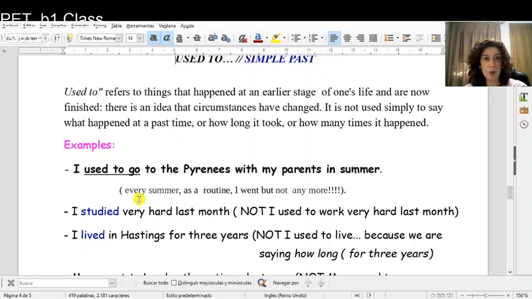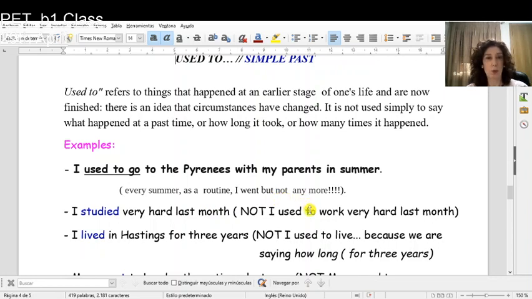Moreover, it's because every summer it was a routine. If I had, for example, gone to Rome once, yo me fui a Roma una vez, no puedo utilizar used to. It wasn't a routine. It wasn't a past habit. Then I went to Rome once, 2 years ago. Understand? It's not a routine. I used to go to the Pyrenees. It's a past habit, a past routine. Because every summer, as a habit with my family, with my parents, I went. But not now, not anymore.